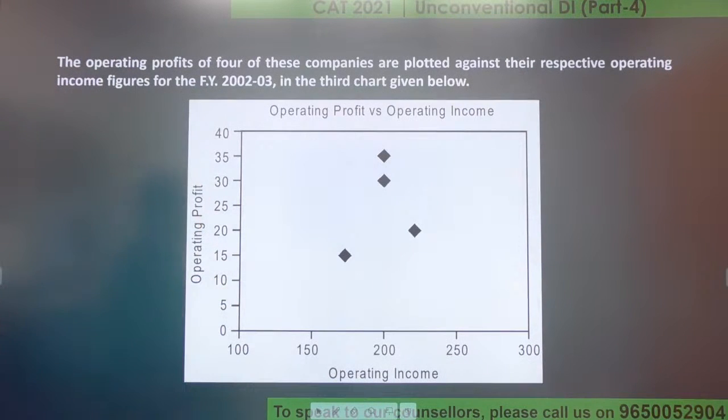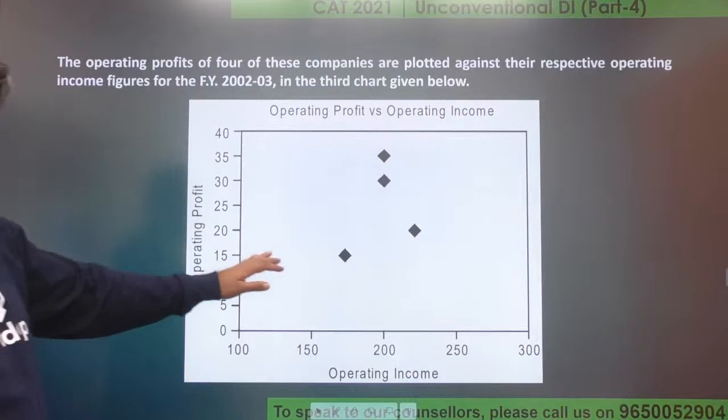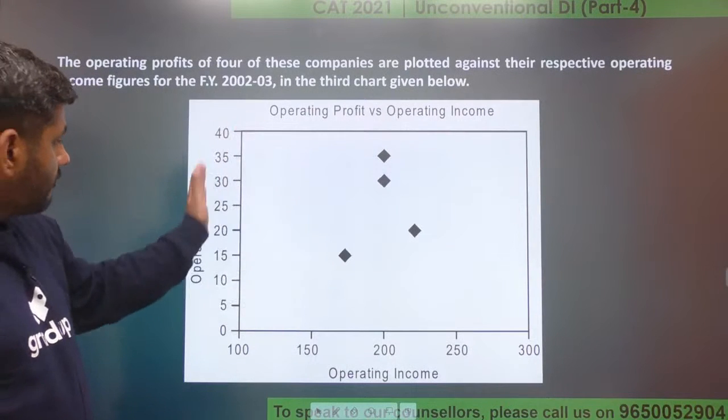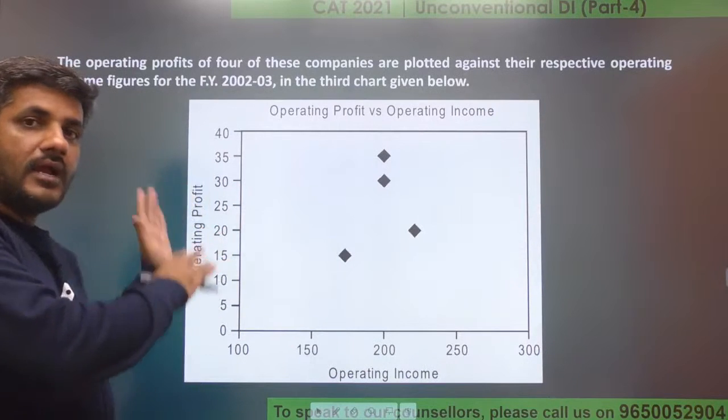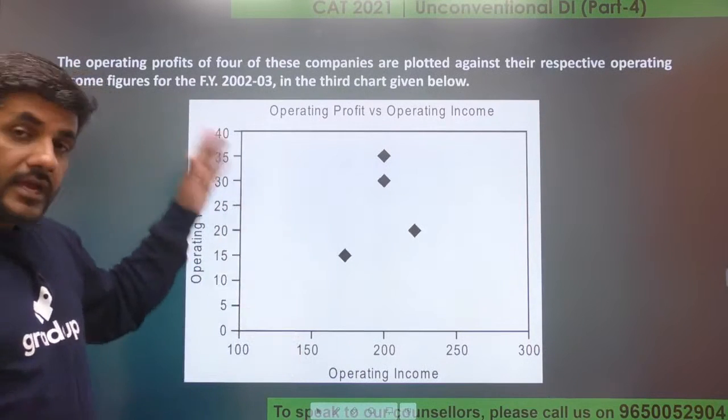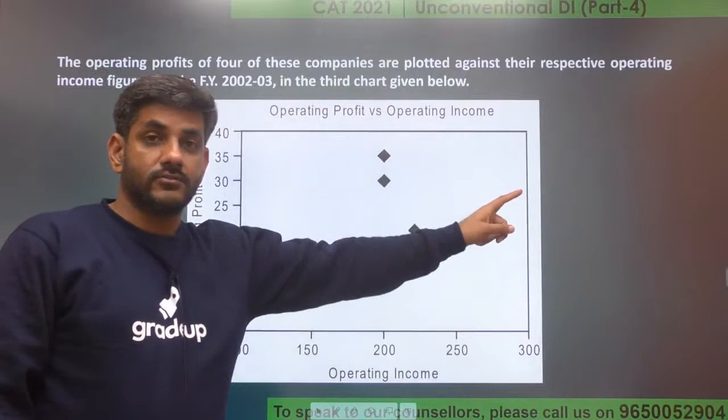Read this now, all of you. Colette says done. Okay, the operating profits of 4 of these companies are plotted against their respective operating incomes for 2002-03 in the third chart given below. So this chart is showing you profit against income. पहले वाले 2 charts थे income and profitability. I could have calculated profit from there as well.